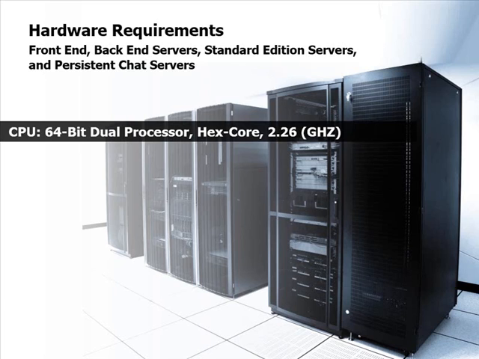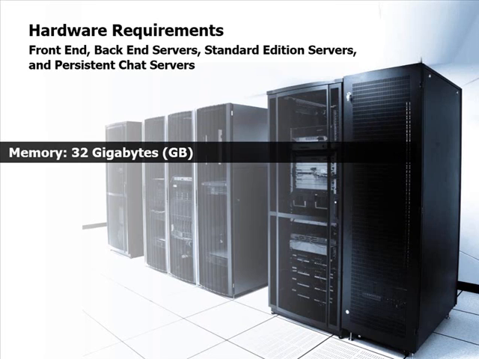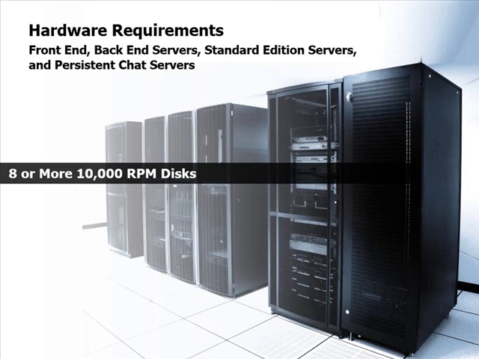The recommended processor support is 64-bit dual processor hex core, 2.2 GHz or higher, and Microsoft is not supporting Intel Itanium processors for any of your Lync server roles. The amount of memory recommended for Lync Server 2013 is 32 GB. You'll notice that that's been increased since the Lync Server 2010 product. It's about double. Microsoft also recommends 8 or more 10,000 RPM hard disk drives with at least 72 GB of free space for your operating system and for your data content.